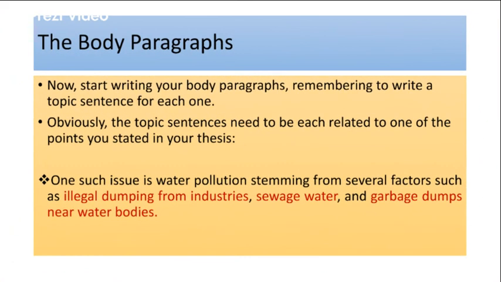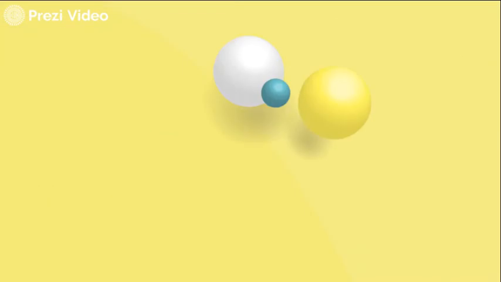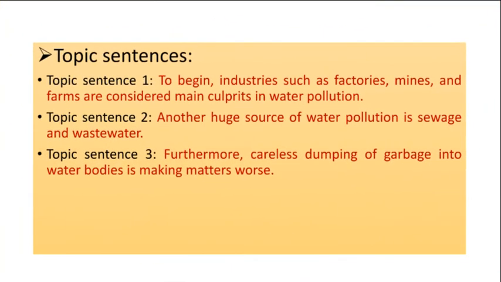Okay, now start writing the body paragraphs, remembering to write a topic sentence for each one. Obviously the topic sentence needs to be related to one of the points you stated. So the first body paragraph: illegal dumping from industries. Topic sentence 1: To begin with, industries such as factories, mines, and farms are considered main culprits in water pollution. Culprits are criminals, or those who do something bad.